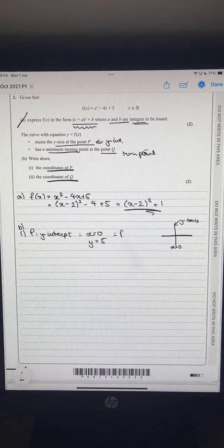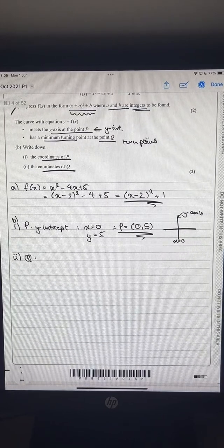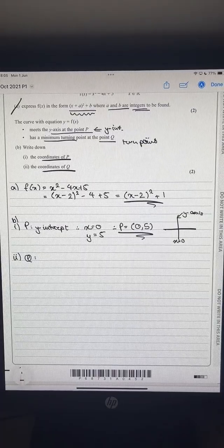So therefore, p is going to be equal to (0, 5) as my p coordinate. And then for part 2, the value of q, that's the turning point. So I'm going to use my completed the square. There's a reason they asked me to do completing the square, so all I can do is just read off my value.